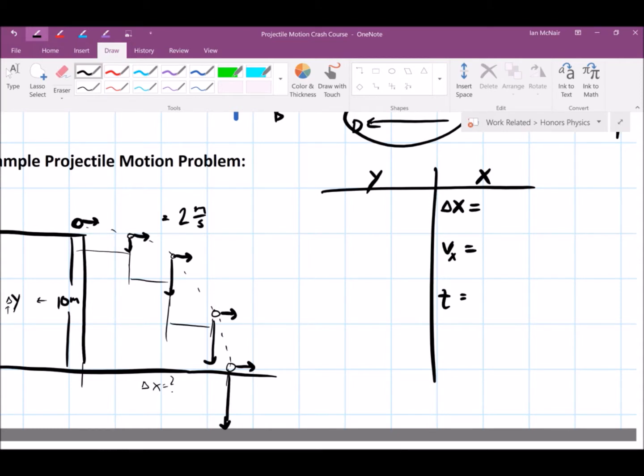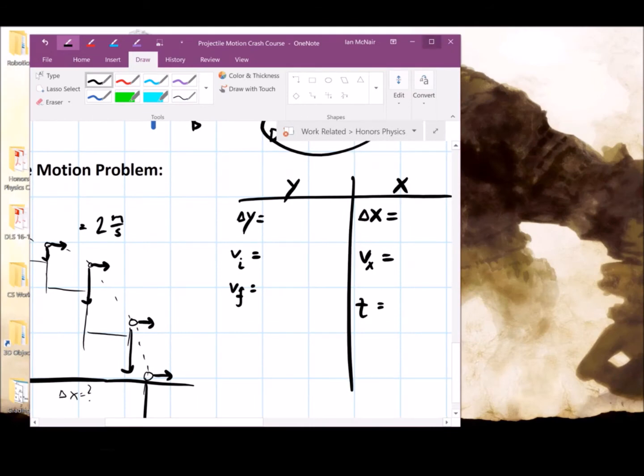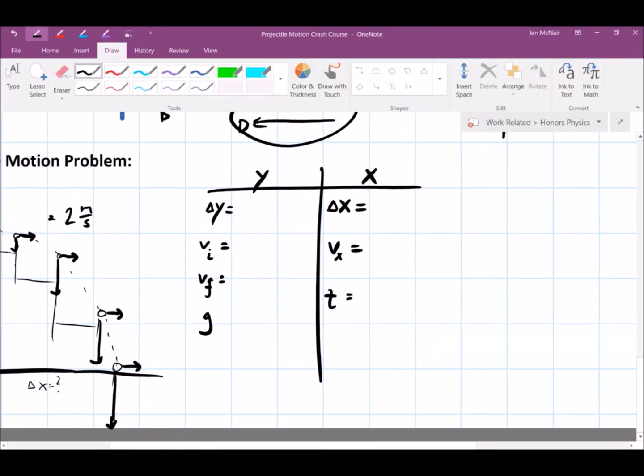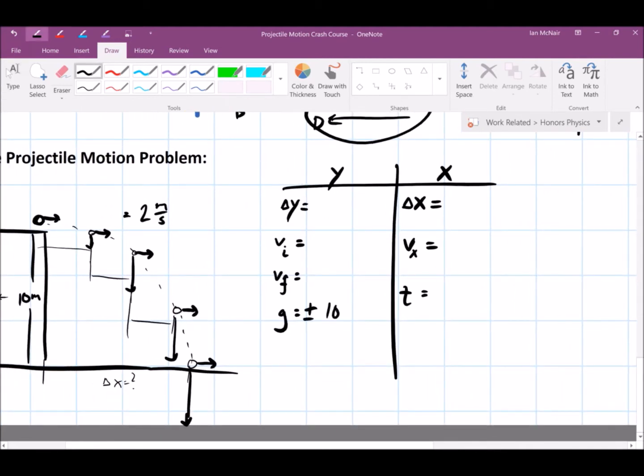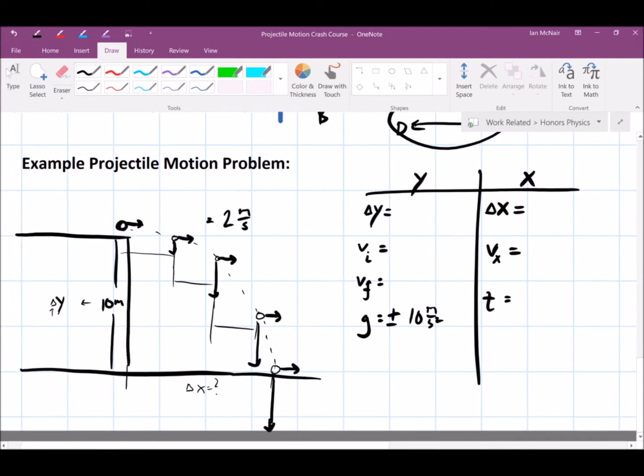For the y direction, though, the vertical, we're going to have a delta y, which is comparable to our delta x, but it's only our vertical distance. We have our initial velocity, so this is how fast it's moving in the y direction at the start. We have our final velocity in the y direction. We also have gravity, which is always going to be either positive or negative 10 meters per second squared. Negative just depends on which way you point for positive. It can be down or up.